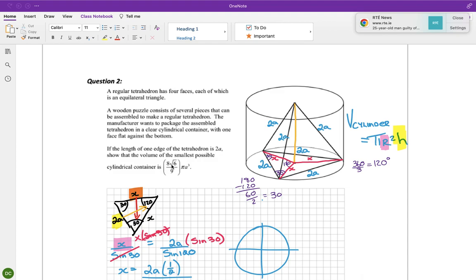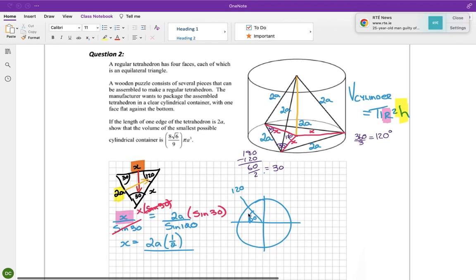So where's 120? 120 is like here somewhere. Yeah, so what I'm actually looking up is 60, and it's in a quadrant where sine is positive. So it's just going to be the same as the sine of 60. And the sine of 60 is root 3 over 2.